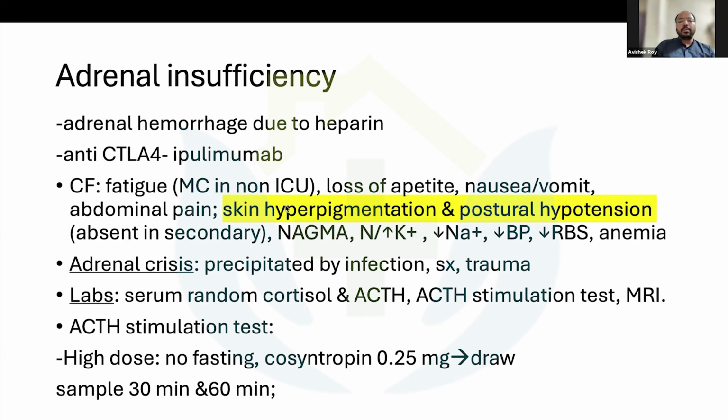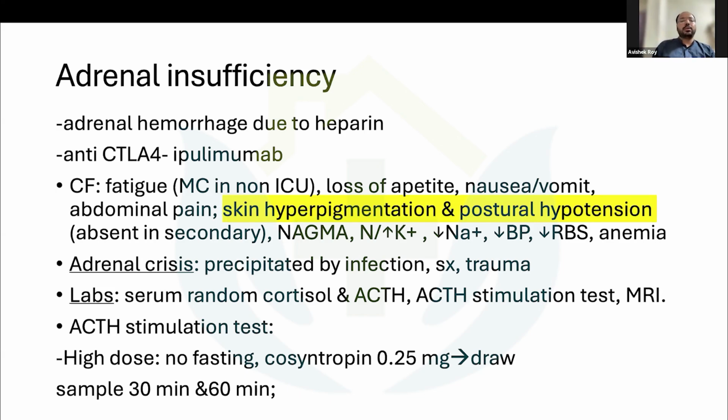Parallel with ACTH, the melanin level goes up. So skin hyperpigmentation and postural hypotension are seen in the adrenal cause, but not in secondary hypoadrenalism or hypocortisolism like a pituitary cause. But very important to remember, you should always suspect it in an ICU patient if you get these features: low blood sugars, hypotension, anemia, unexplained fever.